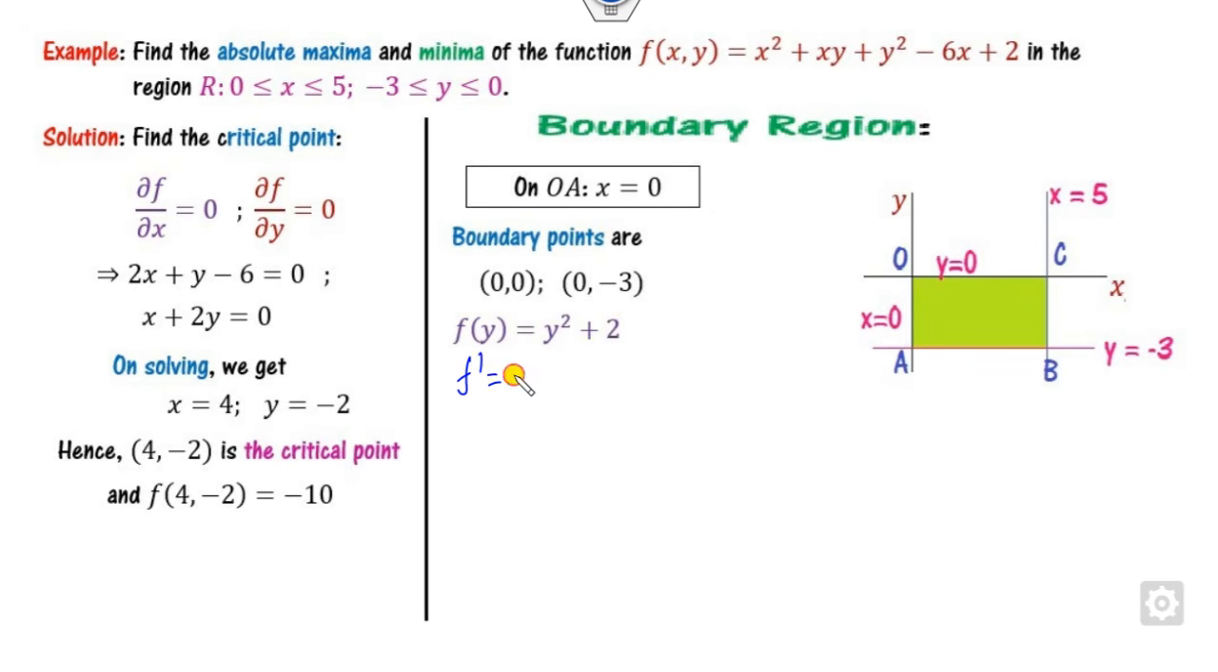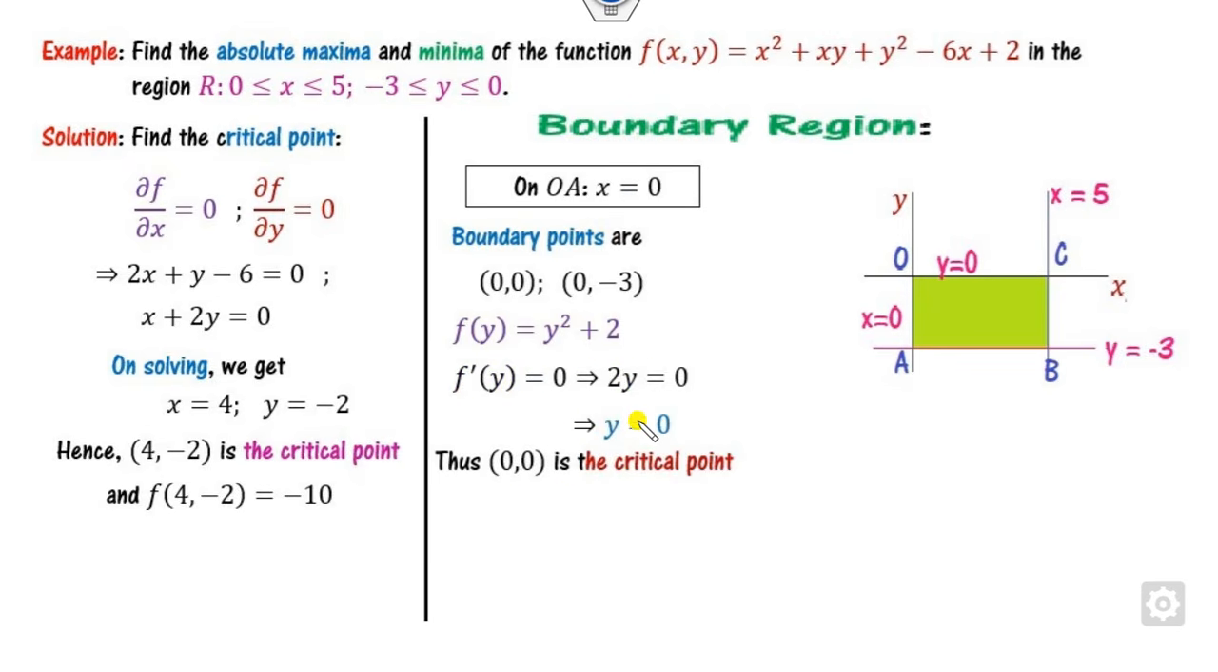You can take the first derivative equal to 0. So 2y is 0. It means y is equal to 0. What is the value of x on the line? It is 0. So (0, 0) is my critical point. We can compute the value at 0 comma 0, and we can compute the values at the boundaries. The boundaries are again 0, 0.